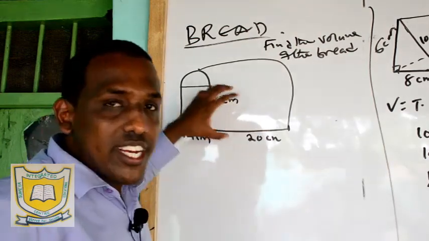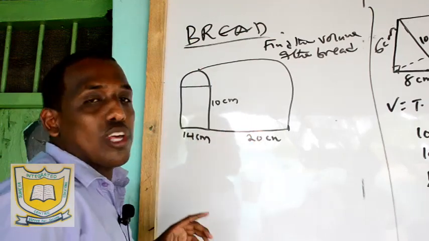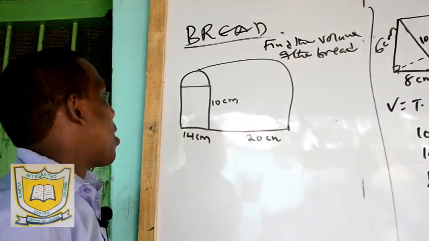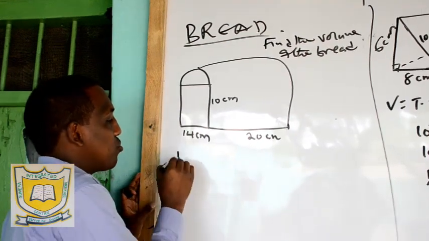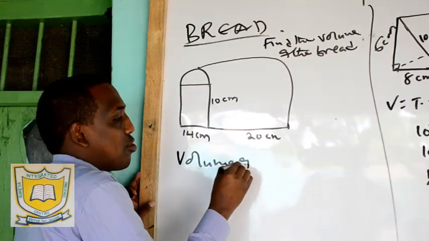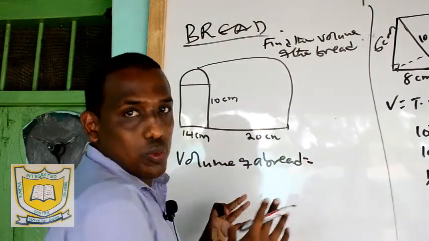This is a loaf of bread. Now they want you to get the volume of the loaf of bread. So now, how to get the volume of the loaf of bread? Now we say the volume of a bread.